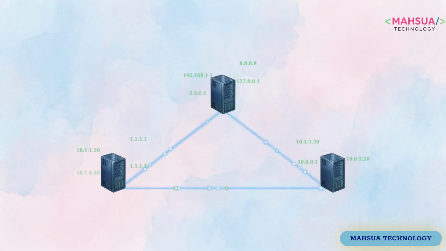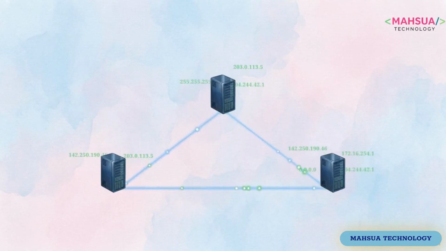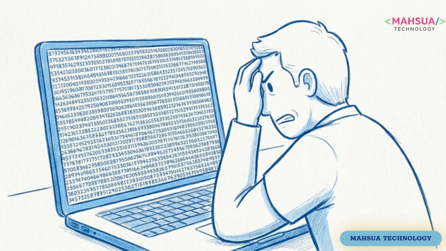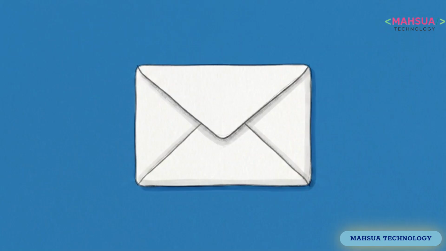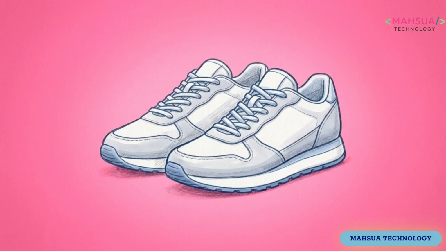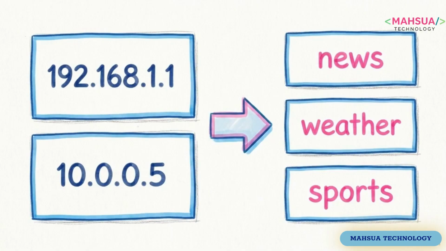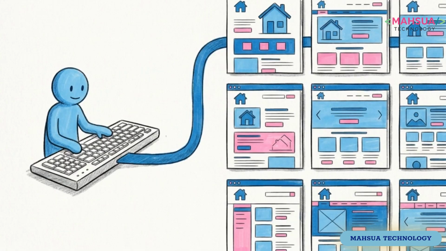While machines are perfectly happy reading and processing millions of those numeric coordinates in a fraction of a second, human memory struggles with them. Try remembering a dozen different strings of numbers just to check your email, read the news, and buy a pair of shoes. For the internet to be usable for everyday people, it required a translation layer. We needed a way to browse the web without forcing anyone to memorize raw numerical data.